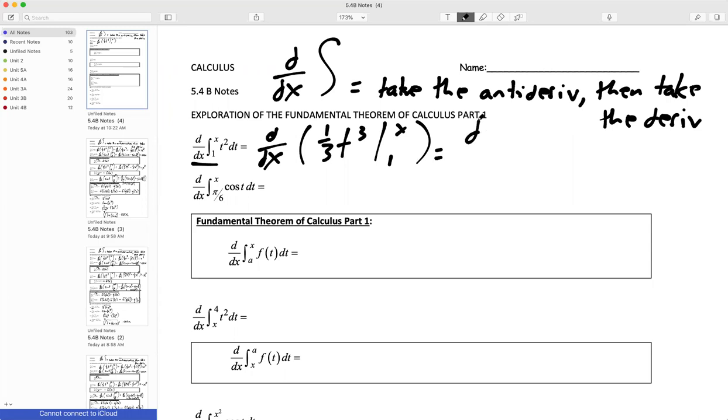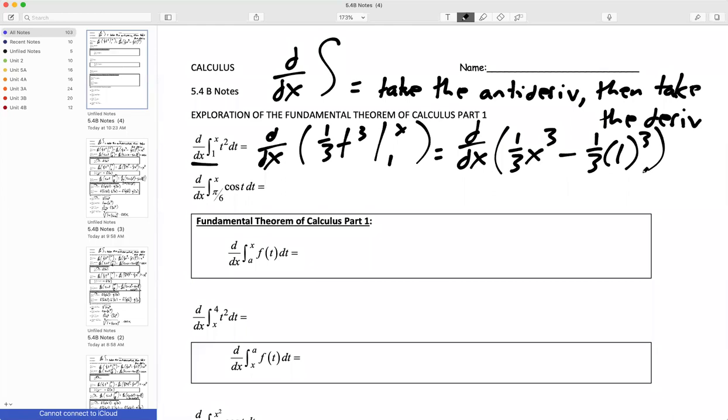Okay, so now in just a second, I'm going to take the derivative, but I'm going to plug in my bounds here. So that will give me 1/3 x cubed minus 1/3 1 raised to the 3rd power. Okay, so all I did here was anti-differentiate. I took the antiderivative of t squared, and then I plugged in the bounds. And so now I'm supposed to take the derivative of this that's inside the parentheses.